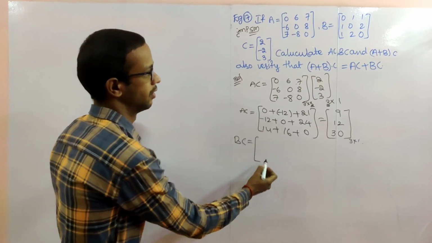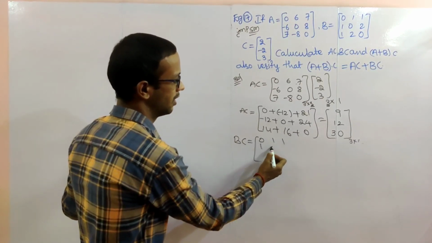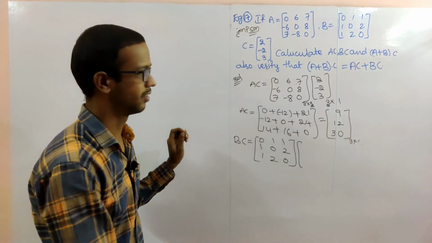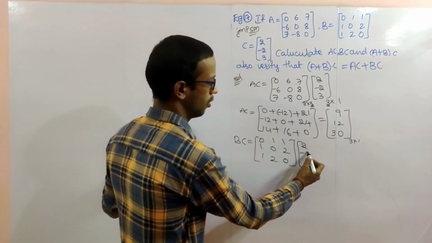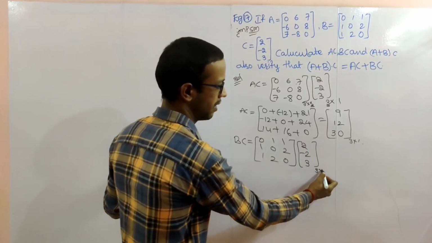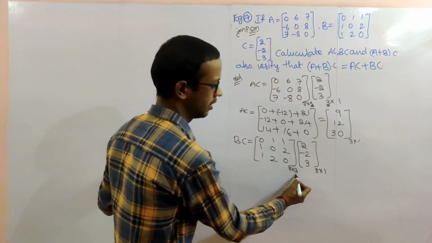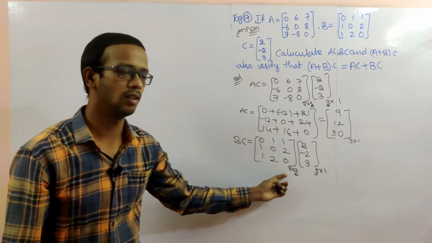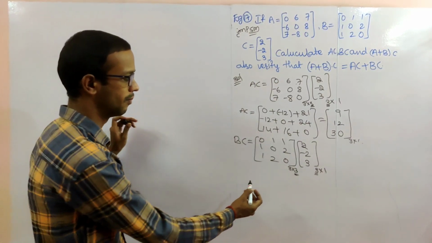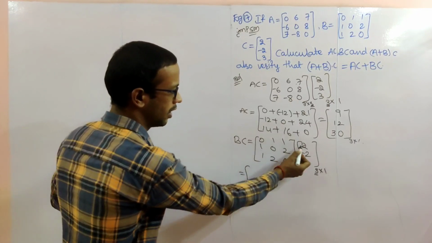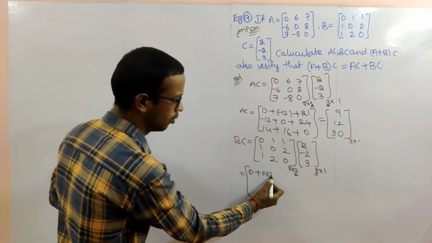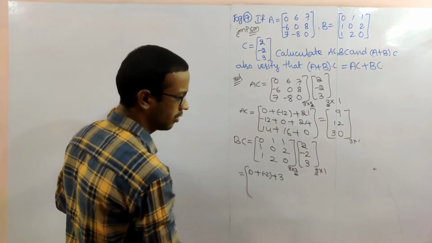B matrix is 0 1 1, 1 0 2, 1 0. Next, C matrix is 2, minus 2, 3. This is a 3 by 1 matrix and this is a 3 by 3 matrix. Columns equal to rows, so the result is a 3 by 1 matrix. Observe how to do that one: 0 into 2 is 0, plus 1 into minus 2 is minus 2, plus 1 into 3 is 3.